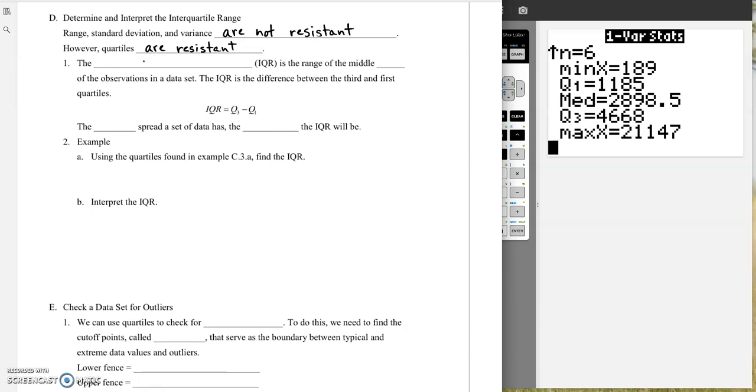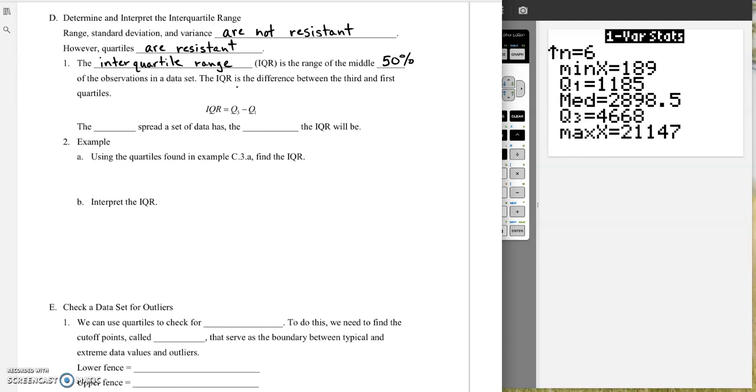Because the quartiles are resistant, sometimes we like to use the interquartile range, which we abbreviate IQR, as a measure of dispersion. The IQR is the range of the middle 50% of the observations. And we'll see what that means graphically in a minute.